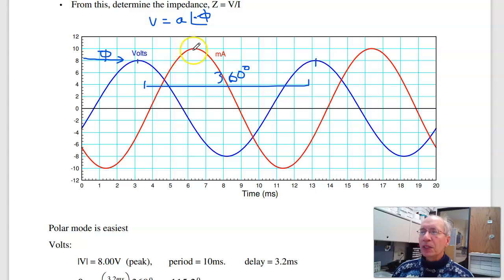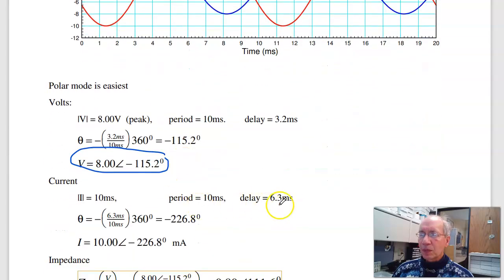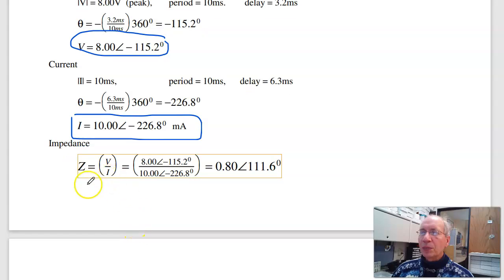Current, same thing. The peak is 10 milliamps. The delay is 6.3 milliseconds. The period is still 10 milliseconds. So the phase is that percentage of 360, minus 226 degrees. So there's the phasor representation of the current. The impedance then is just voltage over current, taking the ratio of those two complex numbers. That's the impedance. This is a 0.8 ohm resistor at an angle of 111 degrees. That's problem 1.